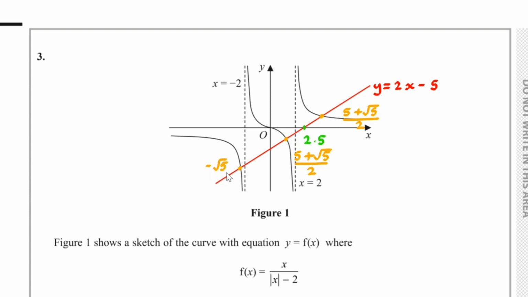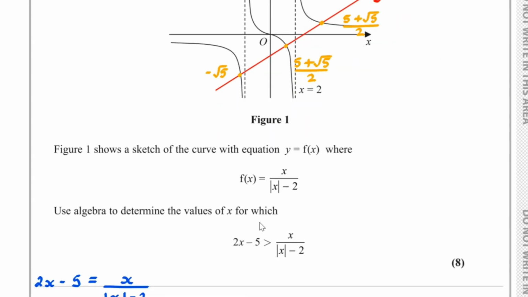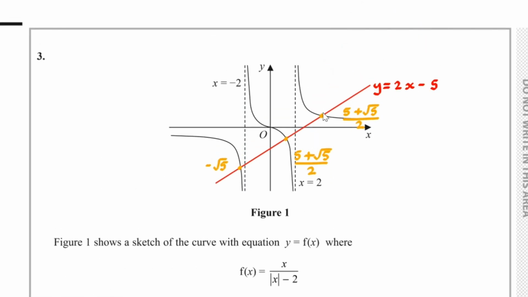So we are looking at the x coordinates of the points of intersection. So now what can we do? Well, we are looking for where the red line is greater than the original curve. Now, you can see the red line is greater than the curve in between here and here.